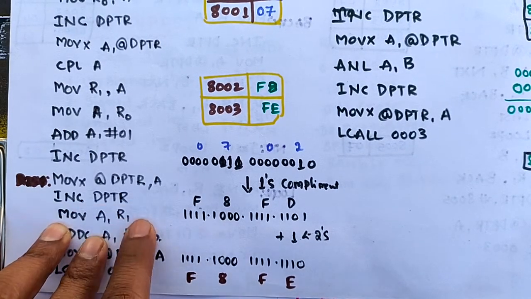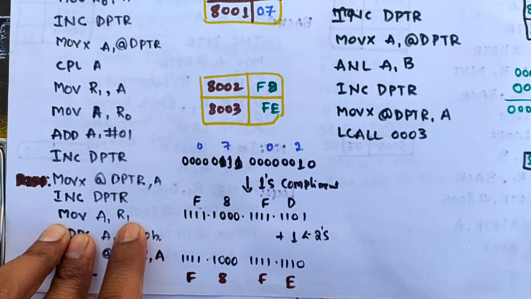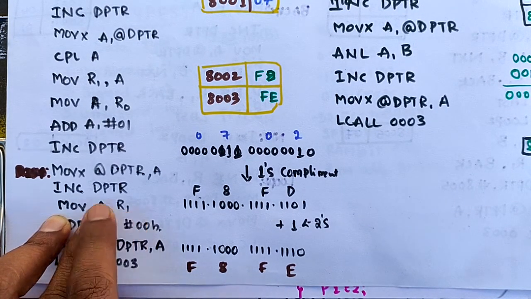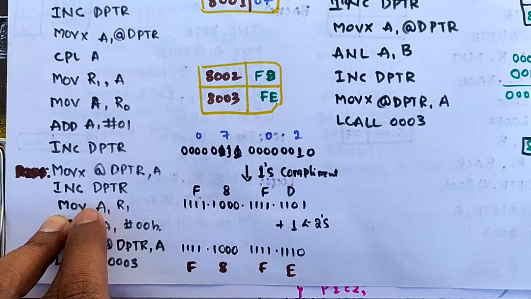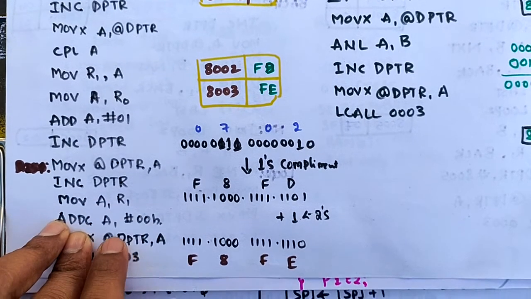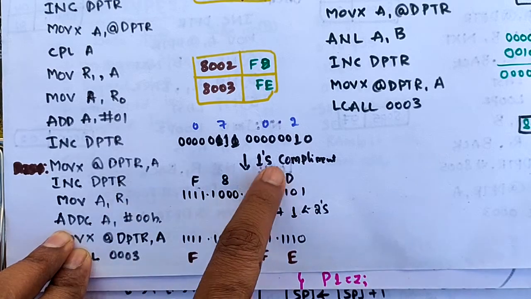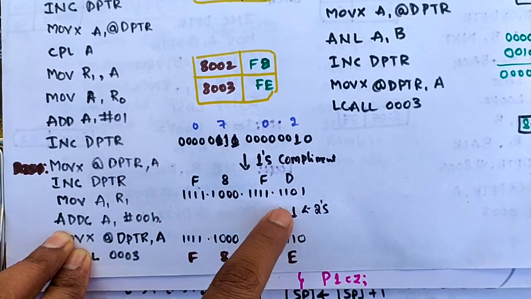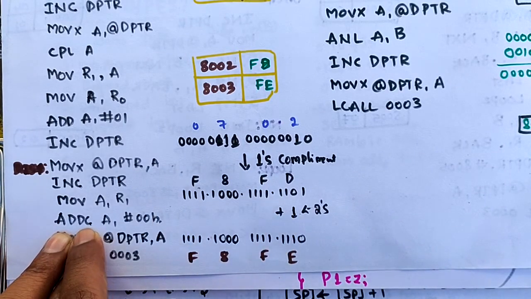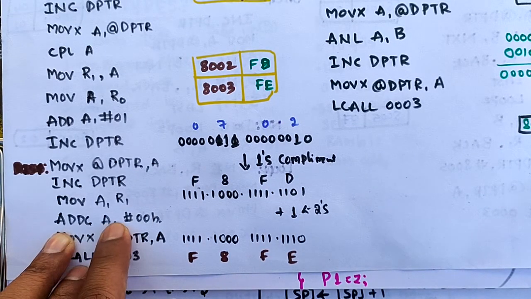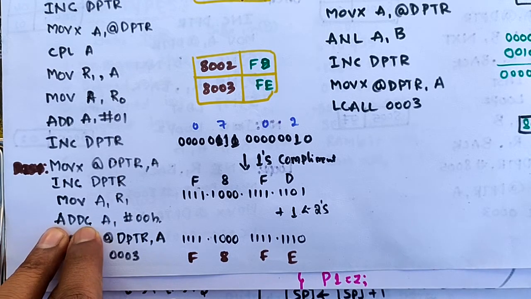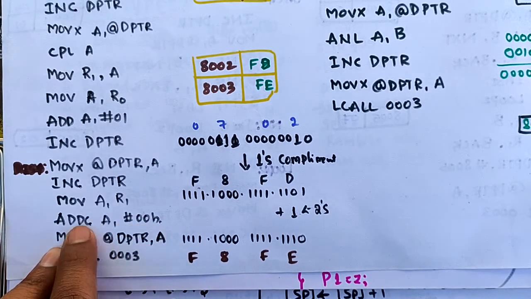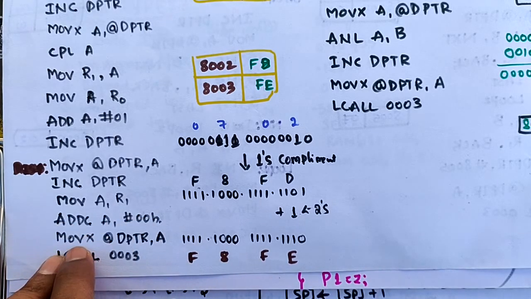MOV A, R1. This is the time to load the higher order byte. R1 to accumulator A, and if any carry will be generated. During the 1's complement or 2's complement, some carry may be generated. If there is any carry possibility, it will be added to the accumulator. That can be done by using ADDC A, #00. No, not 01, it is 00. The carry will get added to the accumulator itself.